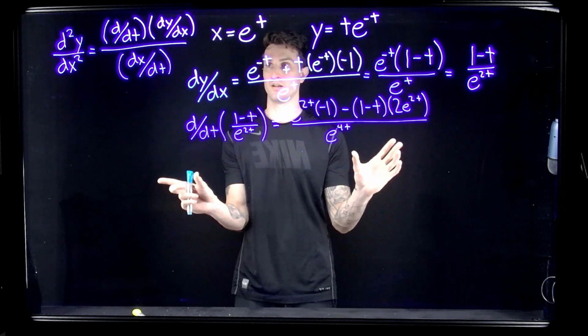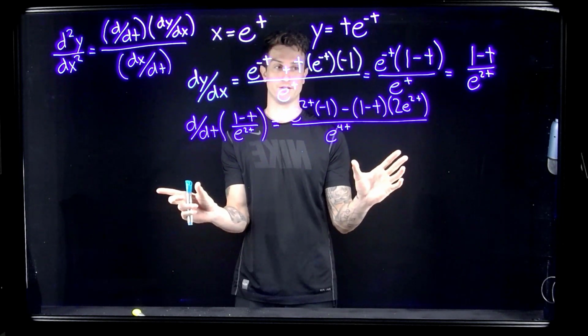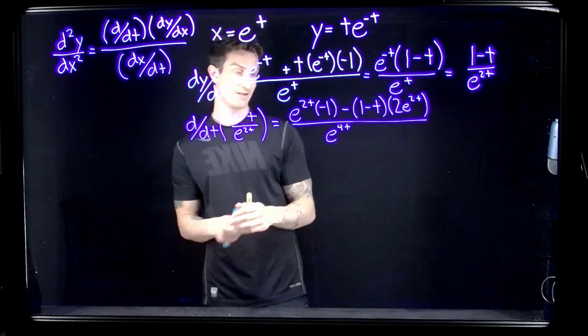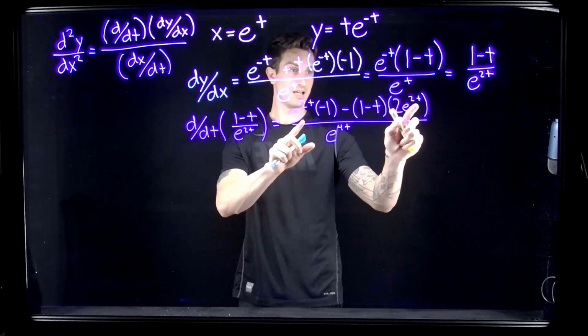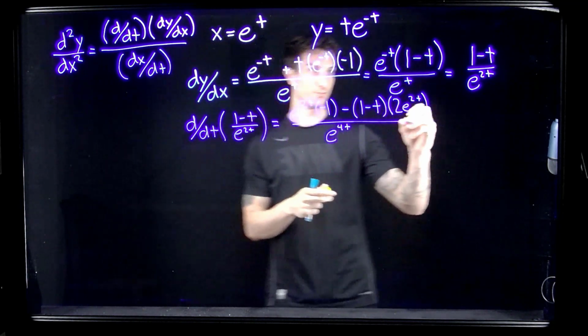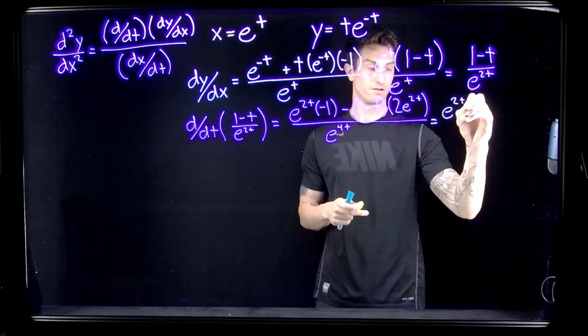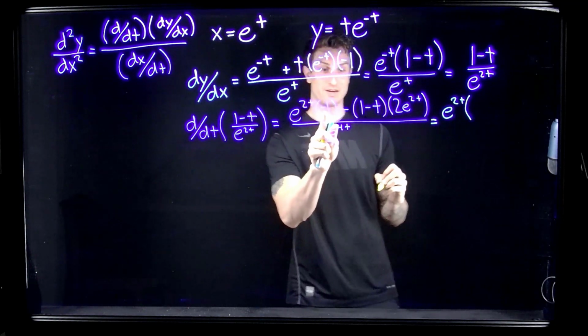So this is almost our numerator, right? Let's go ahead and see if we can simplify this. Well, what do we have in common up here? We have an e to the 2t and e to the 2t. So we can probably pull that out. What do we have left over? Well, we have a negative 1 here.